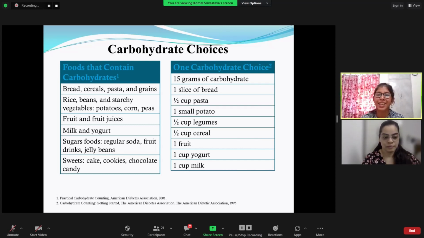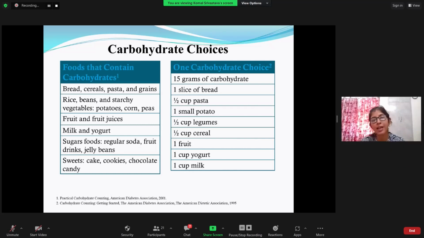First of all, I take a recall. So a recall is utmost important to find out the habits of the child. What are the eating patterns of the child? What time does the child get up? What time does the child take his breakfast? What is the tiffin time?